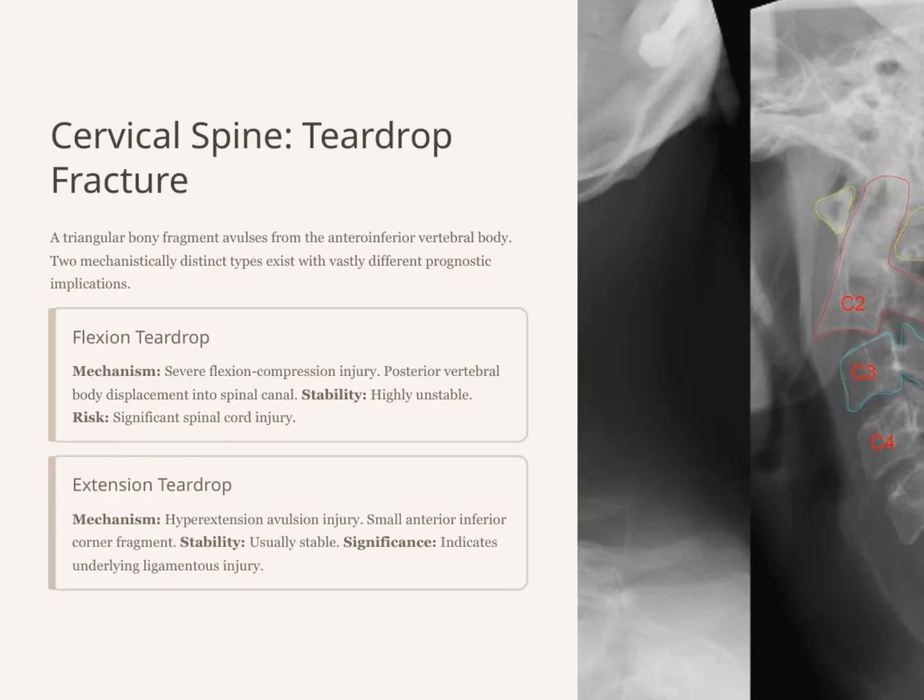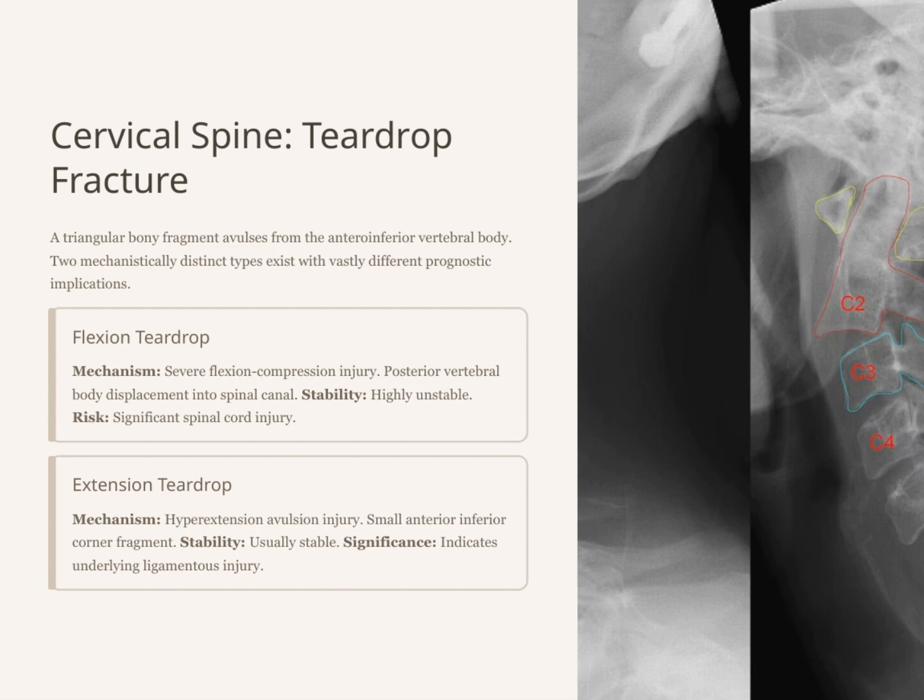Let's take a closer look at the cervical spine, and specifically the teardrop fracture. This type of fracture involves a triangular bony fragment that avulses from the front lower part of the vertebral body. Now, what's really important here is that there are two distinct types of these fractures, each with very different implications for stability and prognosis. First, we have the flexion teardrop fracture.